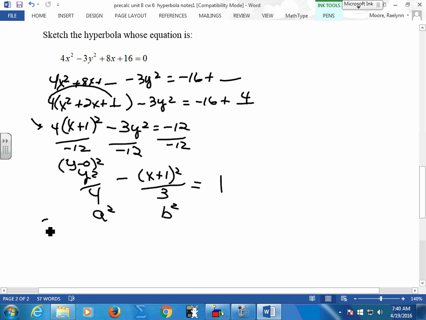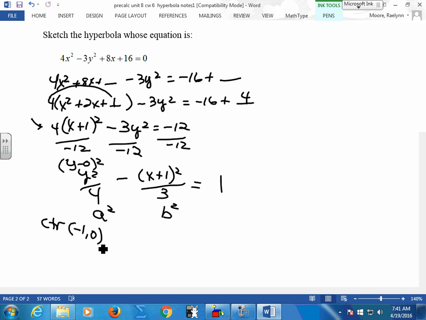So what's the center of this? Negative 1, 0. Good. The x still goes with the h no matter where it's located. The k still goes with the y.